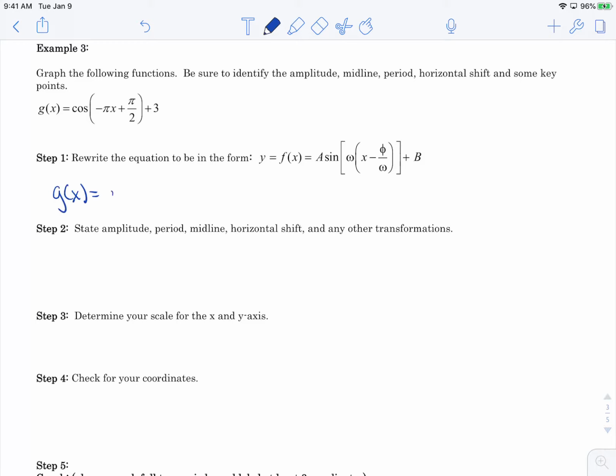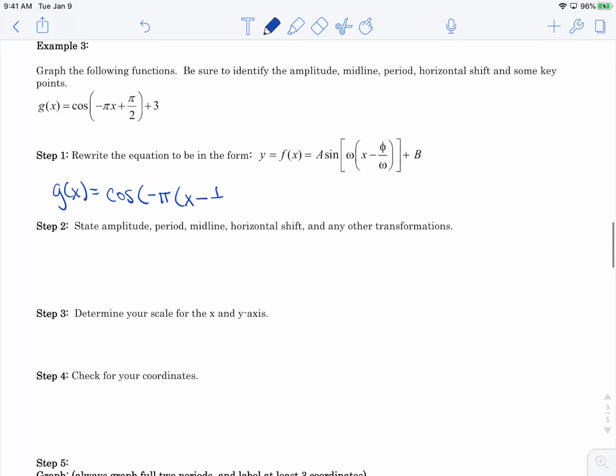is we need to factor out how that period is affecting the shift. So I'm going to factor out a negative pi. And then a negative times a negative will give me a positive. And for this, I've got to think: negative pi times what will give me pi over 2? That would be 1/2.